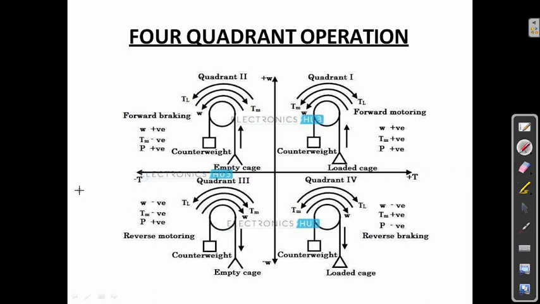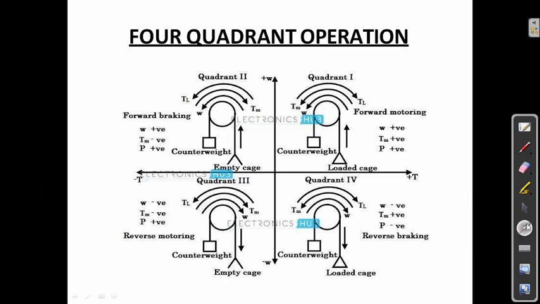For example, if the lift wants to come down from the third floor to the second floor or first floor, the load will go downside, then the motor will get reversed. Here the speed is also negative and the motor torque will also be negative. So it is called reverse motoring.